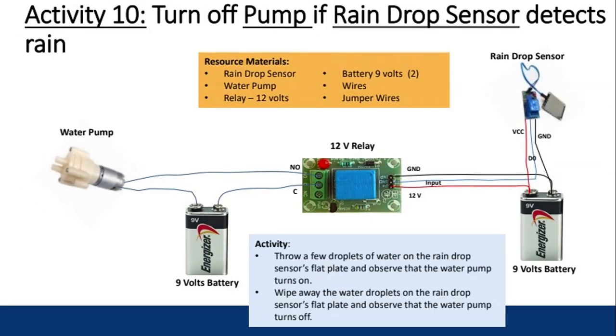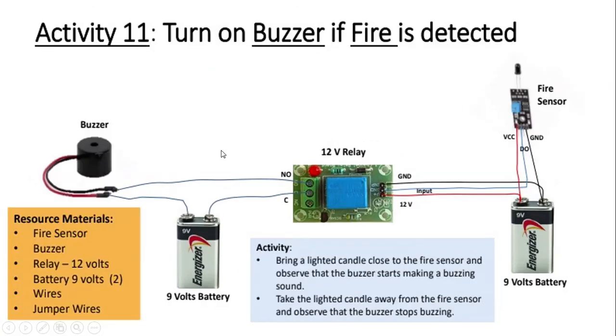The same is here, as we have a raindrop sensor. Again there are three terminals, VCC, middle D0 and ground, with the same connections. So put a few drops of water on the raindrop sensor's flat plate and observe that the water pump turns on. Wipe away the water drops from the raindrop sensor's flat plate and observe that the water pump turns off. So this is one of the activities where we can observe this through the water pump.